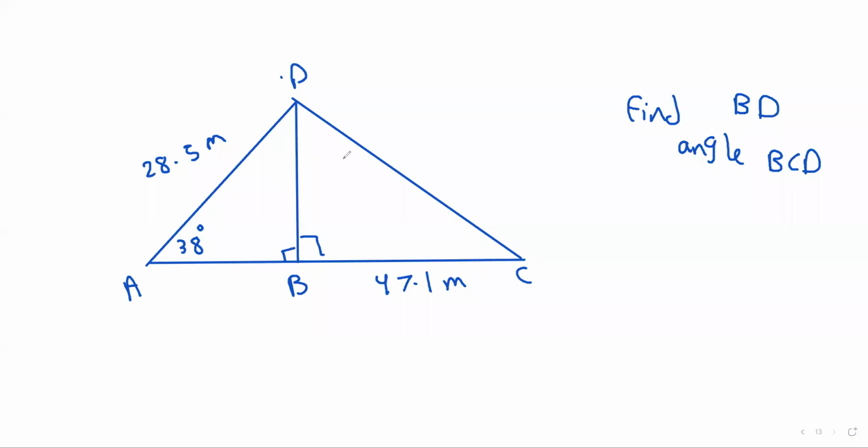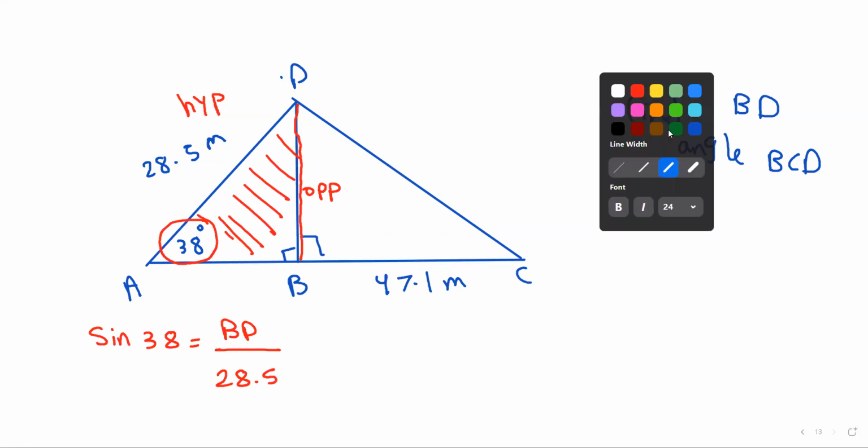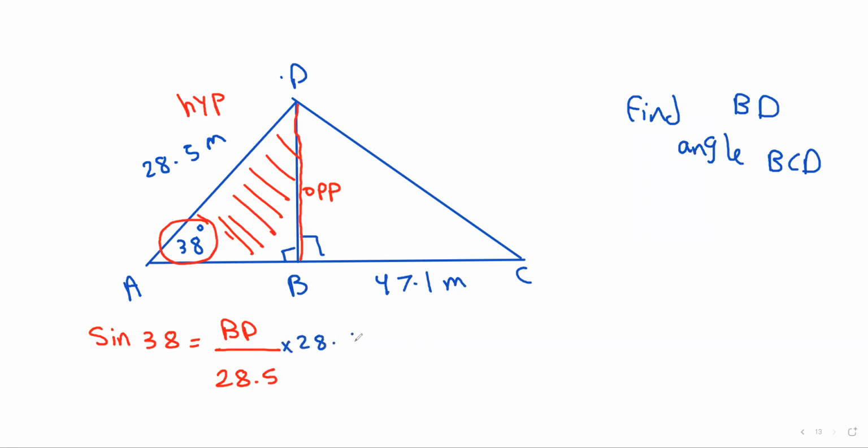Here in this example, I want to get the length BD, this side here. So look at this triangle, which is colored in red. We have an angle of size 38, and this side is the opposite. And also we have the hypotenuse. So you will use sine 38. Sine 38 equals opposite, BD, over the hypotenuse 28.5. Make BD the subject, so multiply by 28.5 here and multiply by 28.5 here.